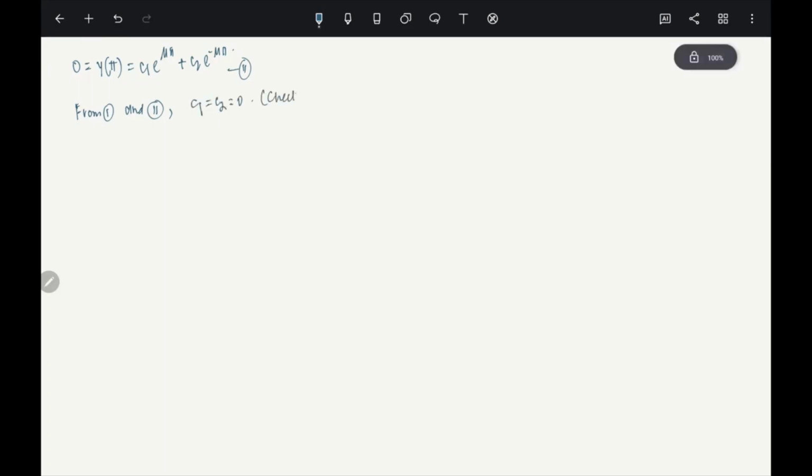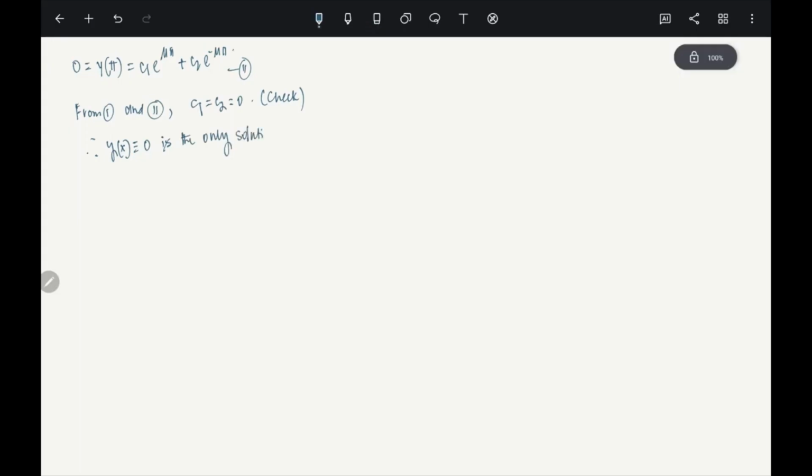So please check this part, because the determinant is basically non-zero. So the trivial solution is the only solution. So basically, please check this part. So c1 equals c2 equals 0. Therefore, y of x is identically equal to 0. It is the only solution. Yeah, what does that say?